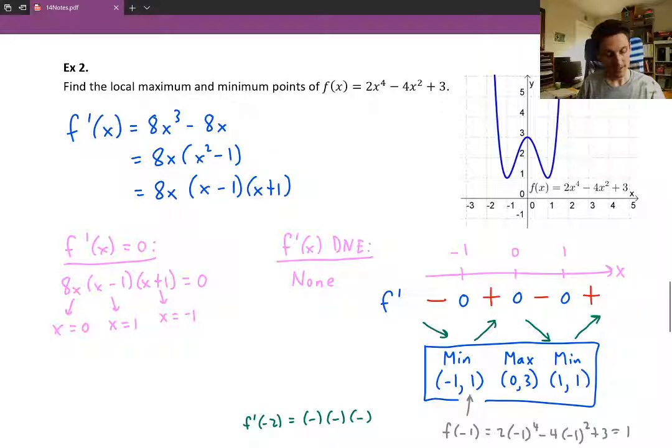Then the graph has a max at 0, 3. Then it decreases and then increases, making a min at 1, 1. So we found all the maxes and mins of this graph.